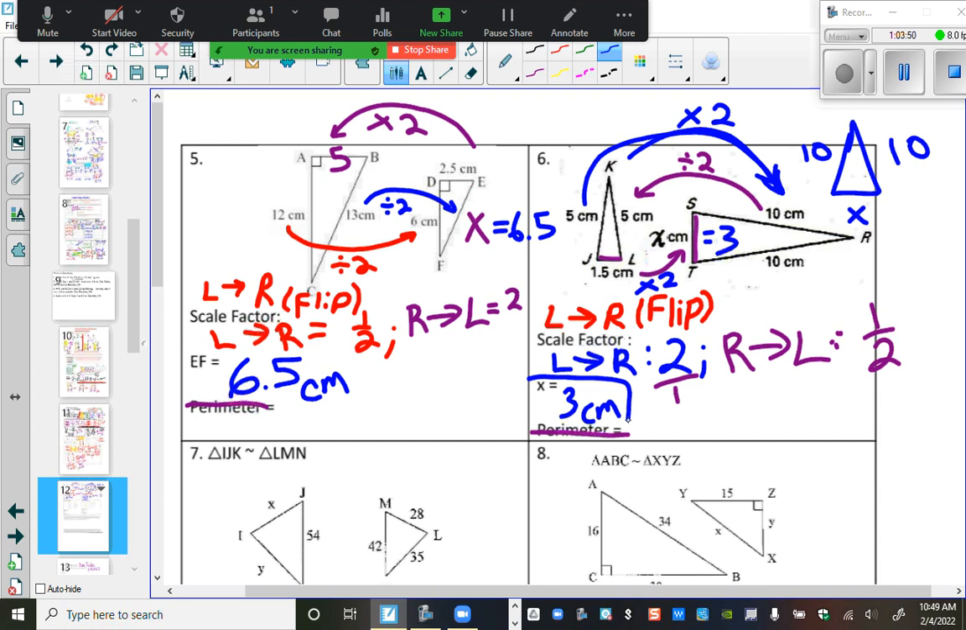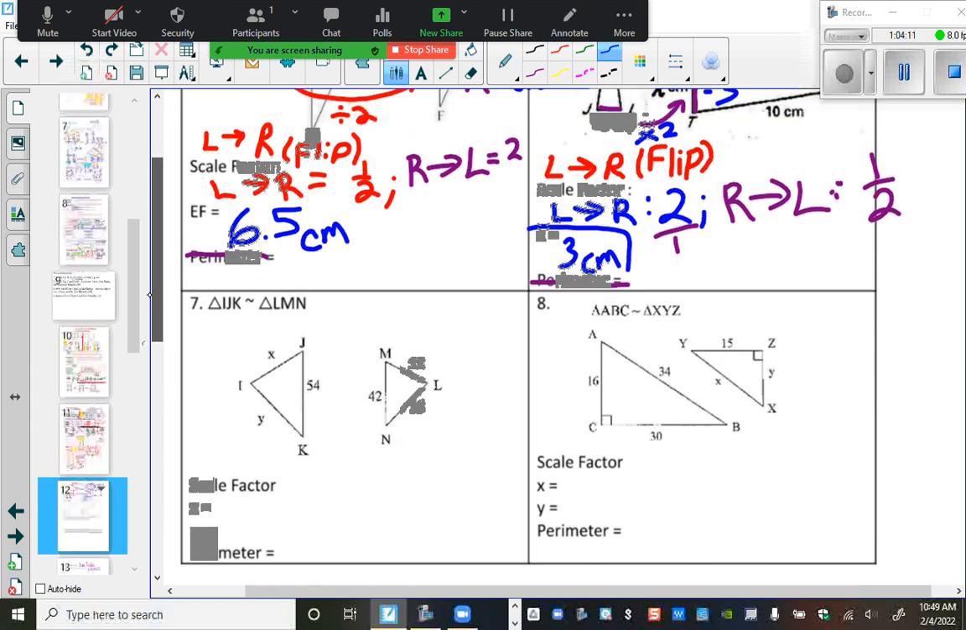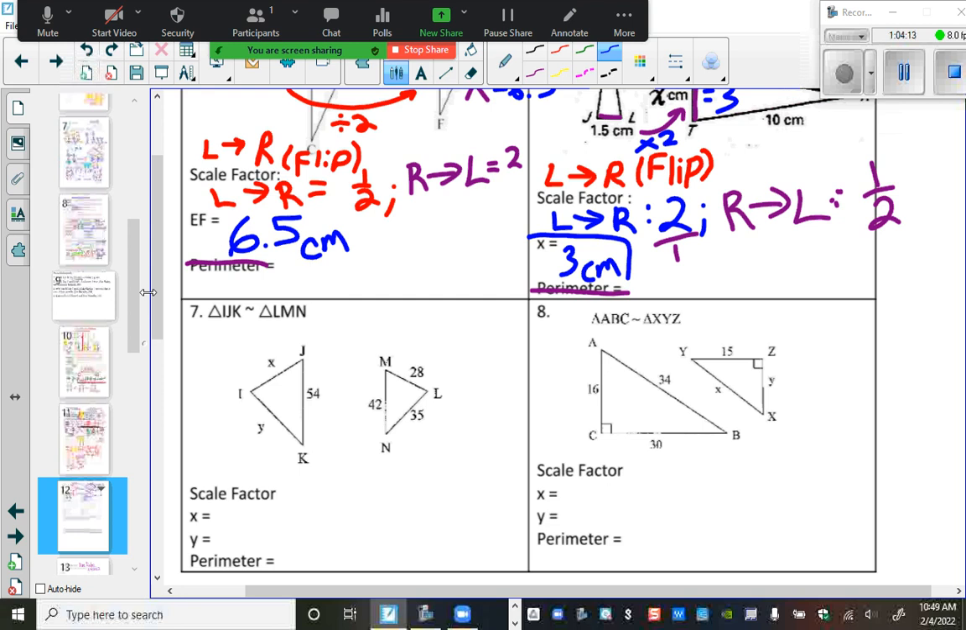All right, questions on 5 and 6. All right, let's really quick go backwards a little. We're going to go from 8, then we're going to do 7. You'll see why, because 8's going to be a little easier.